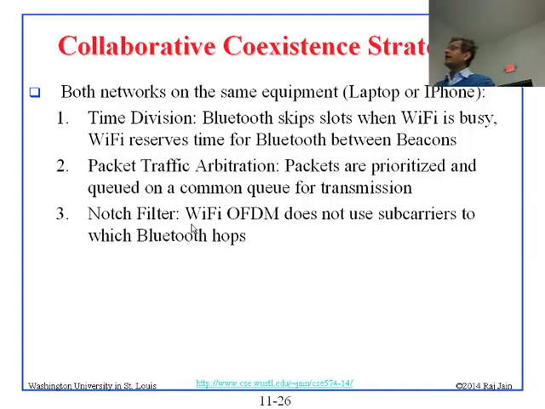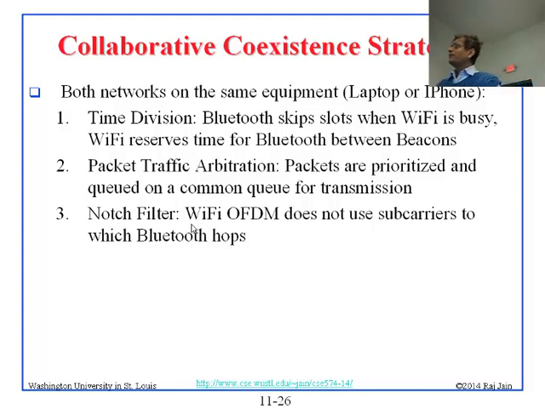Since the two are not equally active, Wi-Fi is a lot more active on my computer than Bluetooth. Another alternative is that we put both of them on the same queue, and whenever the Bluetooth packet comes to the head, Bluetooth takes over. Whenever the Wi-Fi packet comes to the head, Wi-Fi takes over. Okay, so that way you don't have to reserve slots for no use. And the third method is notch filter.